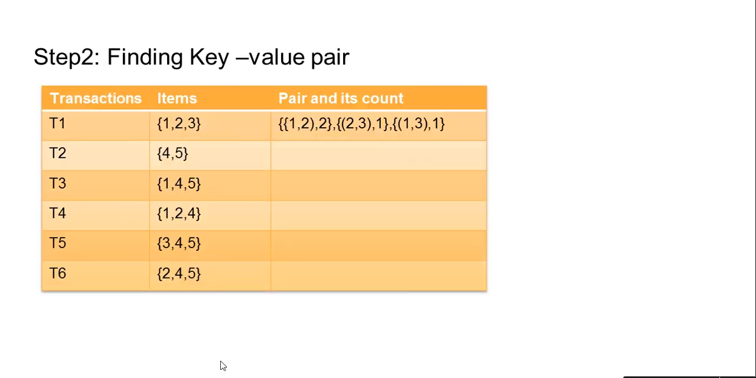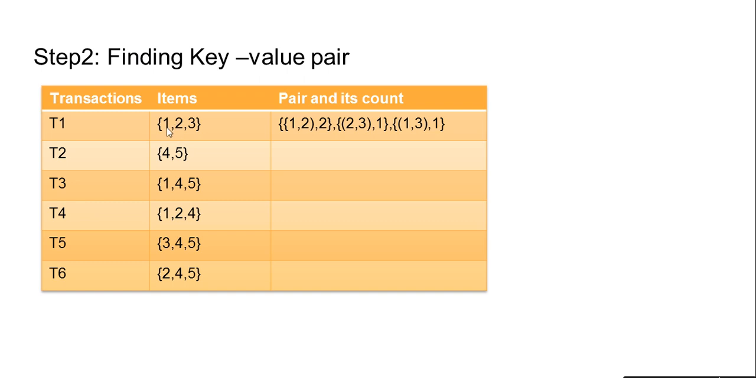As individual items have satisfied, we will go to the second level, that is finding the key value pairs. We will write down the transactions, we will write down the items and we will try to find the pairs. Now which pair has been brought together? So here, as we know, transaction 1 had 3 items, 1, 3 and 2. They could be brought in pairs of either 1, 2, 2, 3 or 1, 3. So 3 pairs are possible for transaction T1.